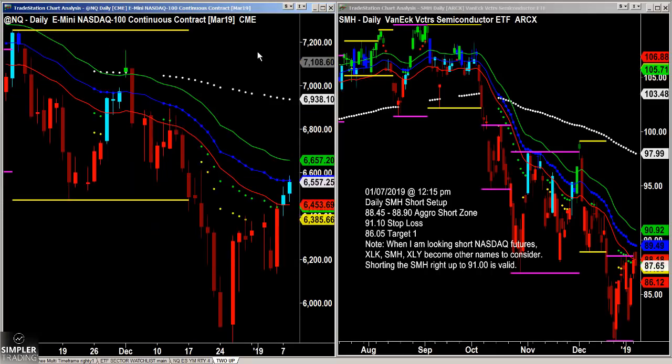All right, so that's the first trade that started off, and the different levels: aggressive or aggro, as I call them, moderate and conservative. Along with that alert, and these are alerts, these are announcements that I make via the Simpler Trading mobile app and the chat room itself.